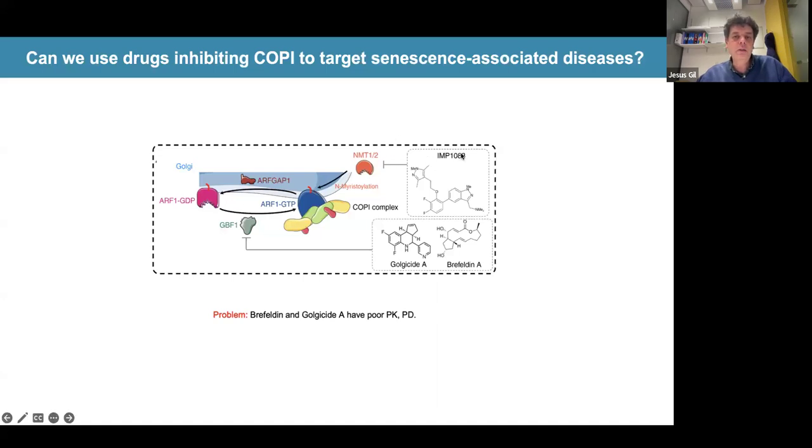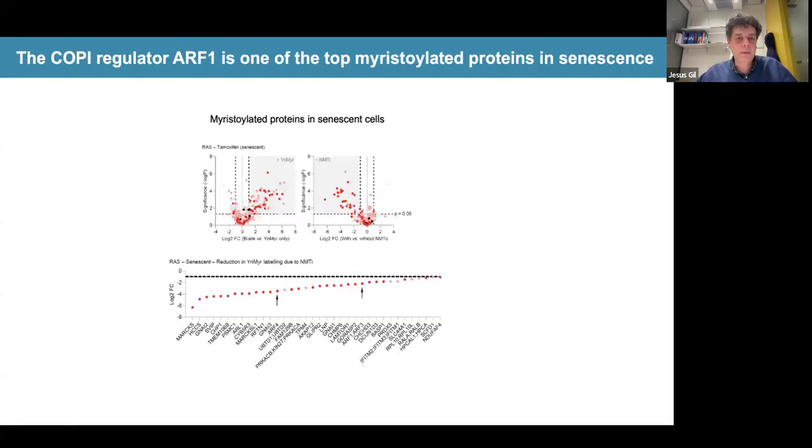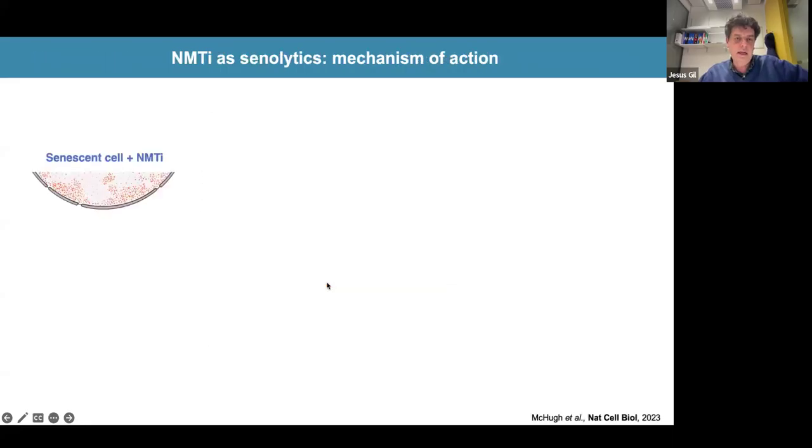And we have very good NMT inhibitors. So NMT is the enzyme that is involved in myristoylating ARF and many other proteins. And we thought that these NMT inhibitors might be able to basically phenocopy this inhibition of the COP1 pathway. So this is just some proteomic studies showing that some of the top things that are myristoylated in senescent cells are these ARF proteins.